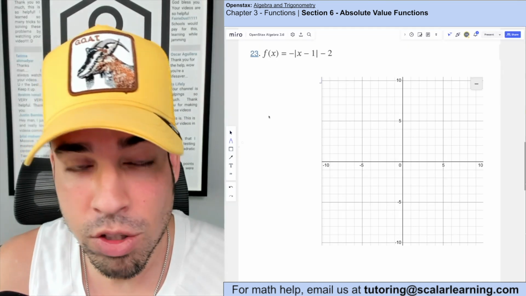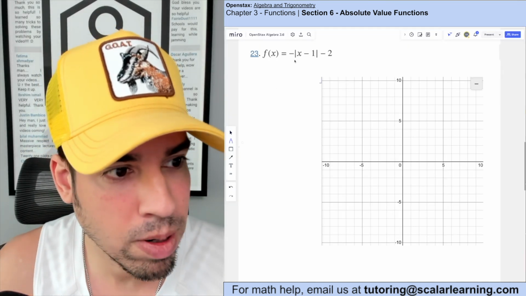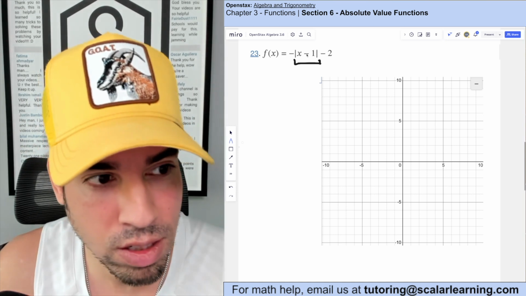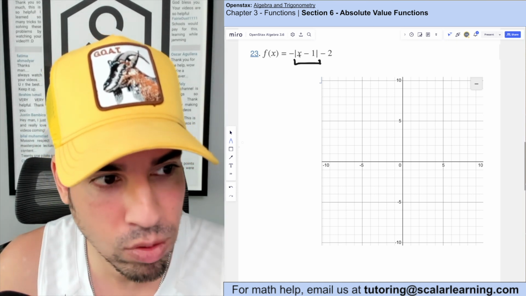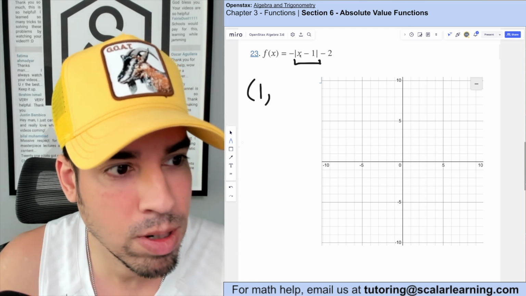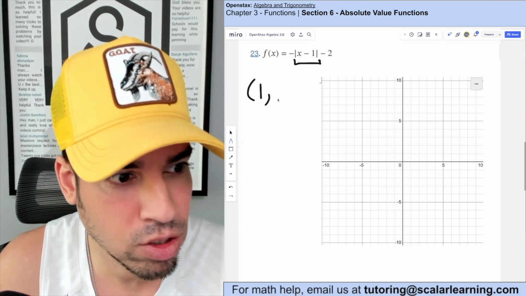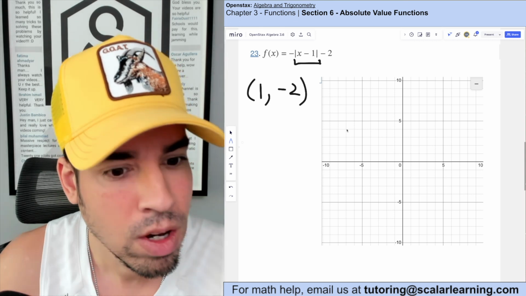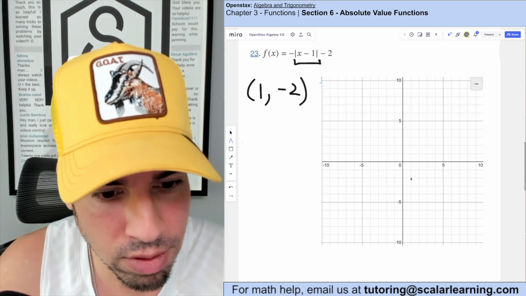So for this one, we're going to start off like the other ones. We're going to start by finding that vertex, aka when this is going to zero out. It zeroes out when x equals 1, because 1 minus 1 is 0. So we know we have the vertex at 1, comma, plug in 1, that's 0. -0 minus 2 is just -2. So there's our vertex at 1, -2.